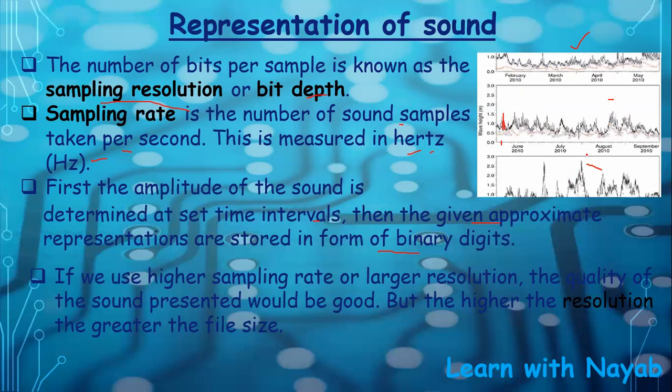If we use a higher sampling rate or larger resolution, the quality of the sound represented would be good. So if in 1 second we use a lot of samples or a larger resolution, like we use more bits in representing a sound amplitude, the quality will be a lot better than with a low sampling rate or resolution. The quality will be very good.